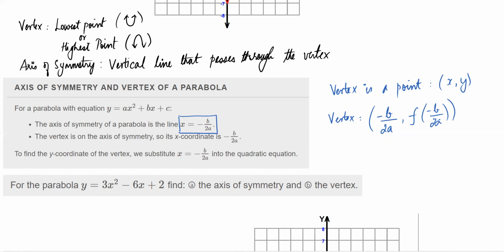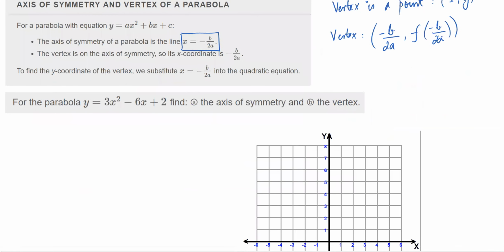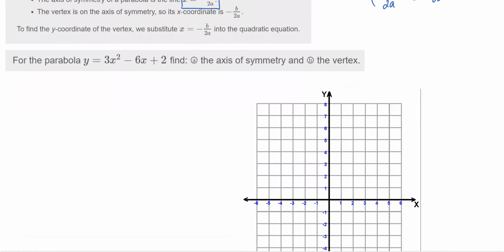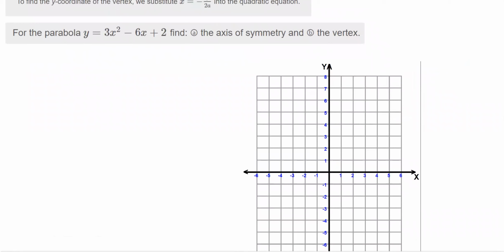You'll understand this when we look at the problem. Okay. All right. For the parabola, find the axis of symmetry and the vertex. So now we have the graph here, the grid, but we're not going to use the grid to do the graphing in order to find the vertex. We're going to use the vertex formula to do this.